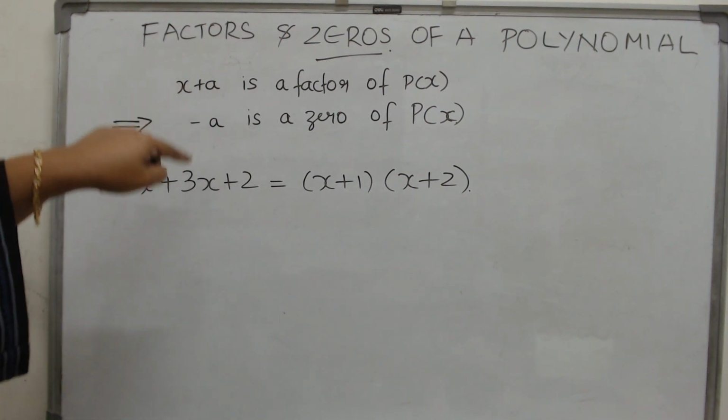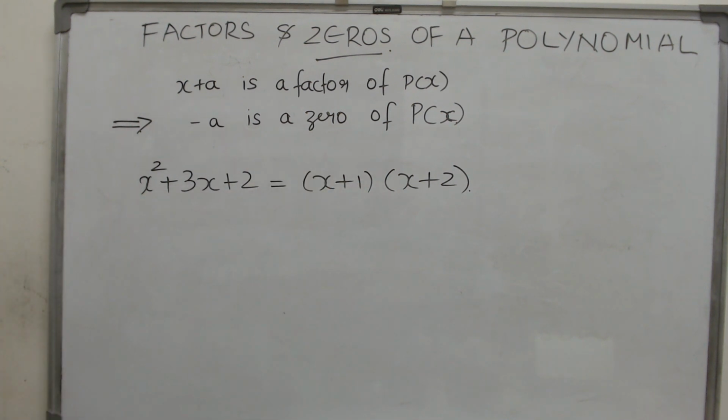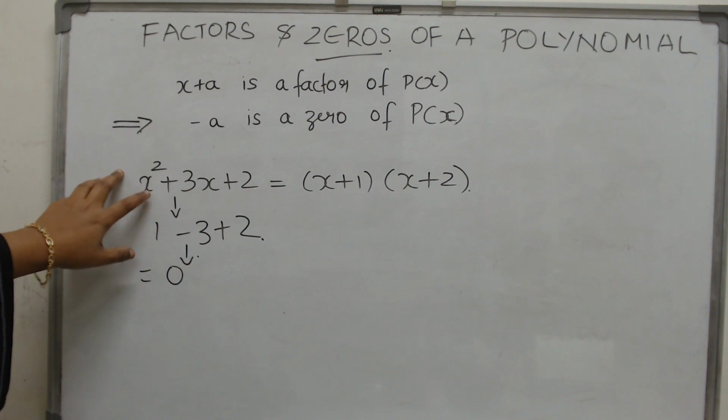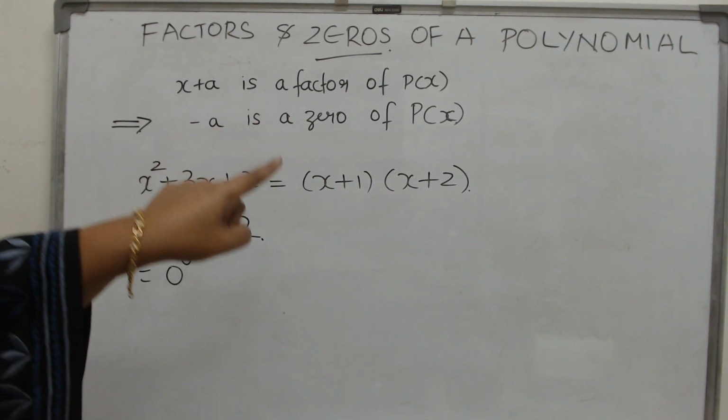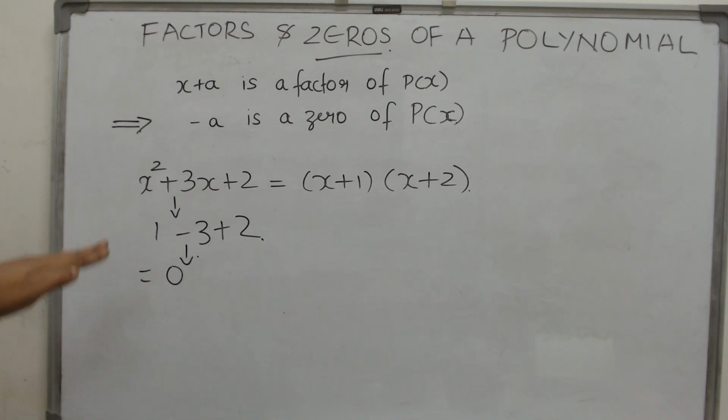Now what does our result say? If x plus a is a factor, then minus a should be a 0. Is it a 0? Check for yourself. Wherever there is x, if you put minus 1, this is your answer. It reduces to 0. What does that mean? Minus 1 is a 0.